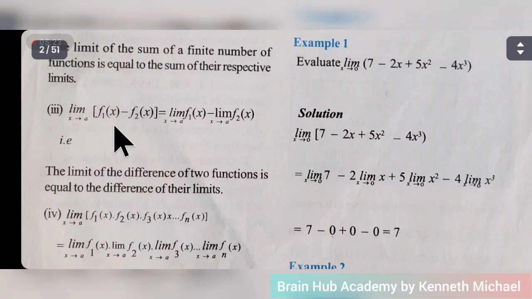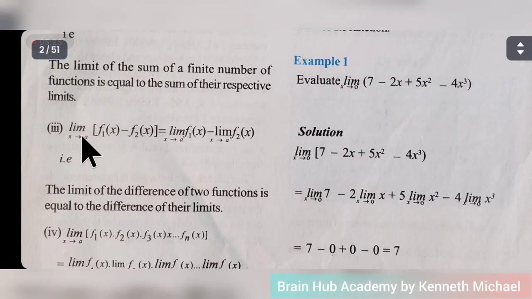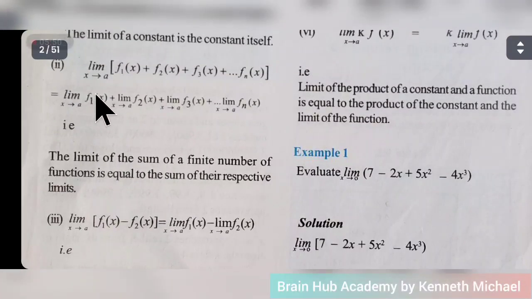The third property is that the lim as s tends to a of this function f1 of s minus f2 of s is equal to the lim of f1 of s minus the lim of f2 of s. So it also holds for subtraction. That means here the limit can distribute over subtraction, as it can also distribute over addition here.